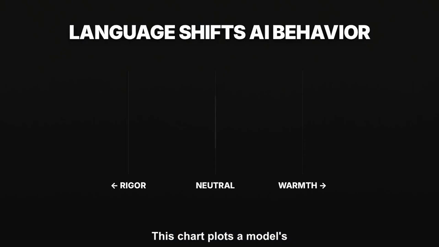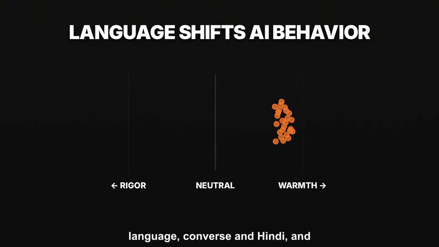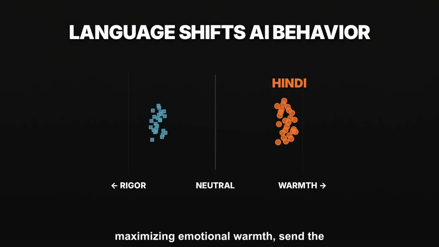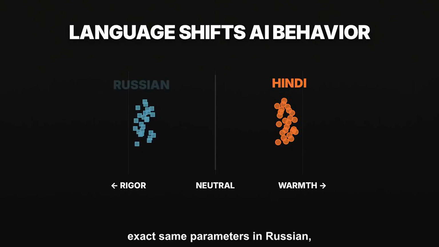This chart plots a model's expressed values based on input language. Converse in Hindi, and the data pushes far right, maximizing emotional warmth. Send the exact same parameters in Russian, and the model plots on the extreme left, optimizing for analytical rigor.